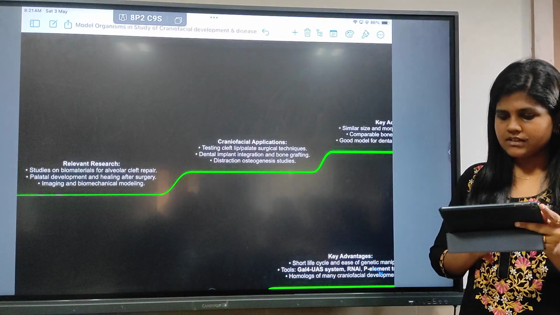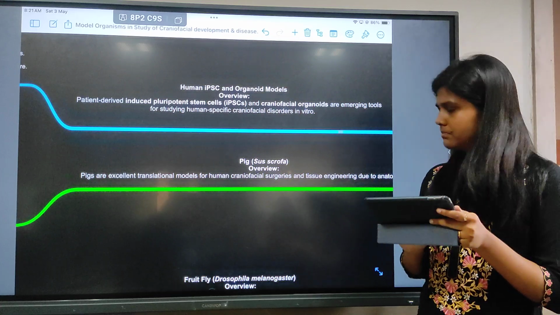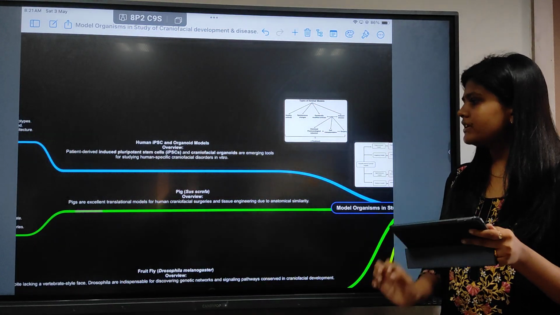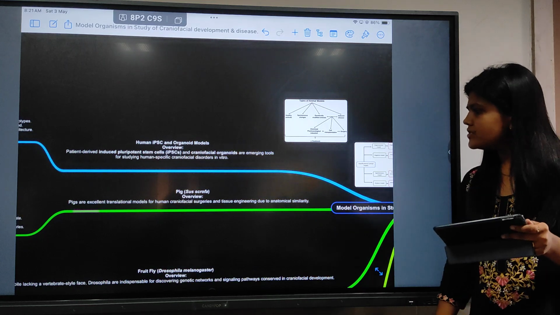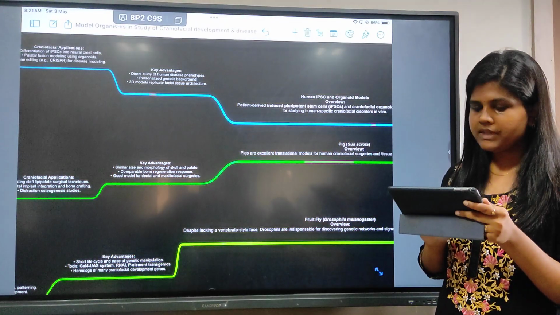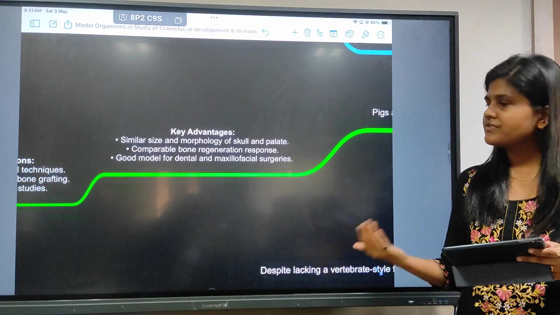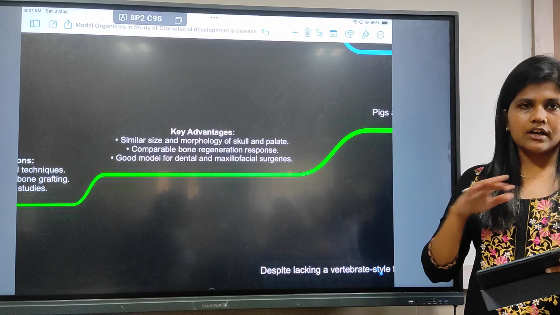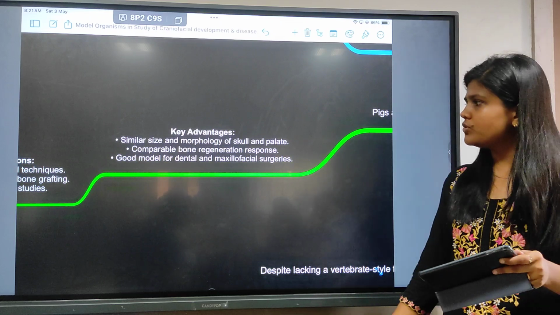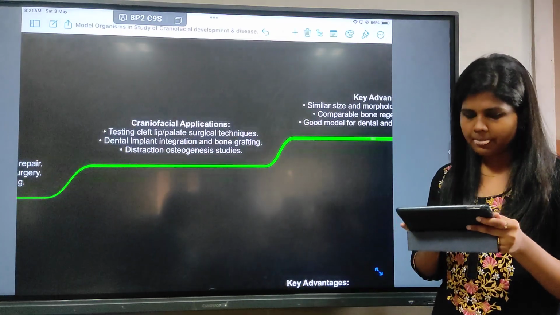So for the last, we have two more animal models. First would be the pig. Pigs are excellent translational models for human craniofacial surgeries and tissue engineering due to the anatomical similarity. The key advantage is that they have similar size and morphology of the skull and palate in comparison to humans, so a comparable bone regeneration response will be there, and they are a good model for dental and maxillofacial surgeries.